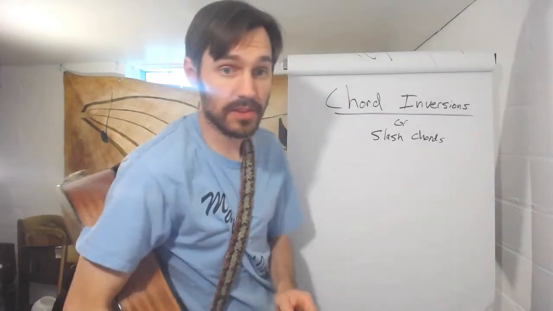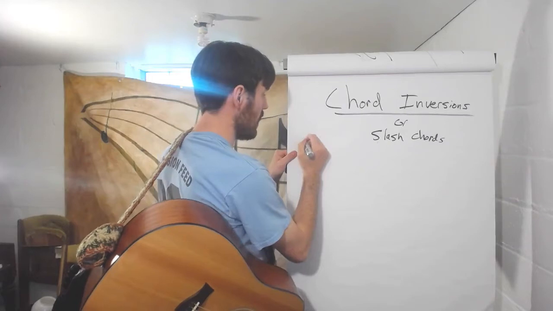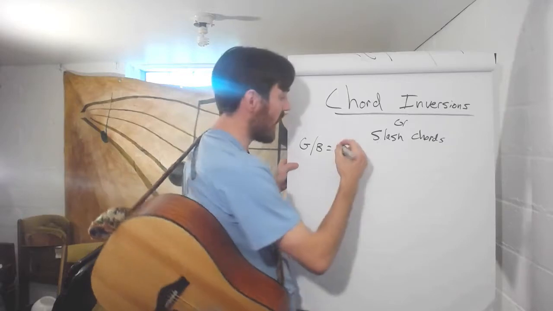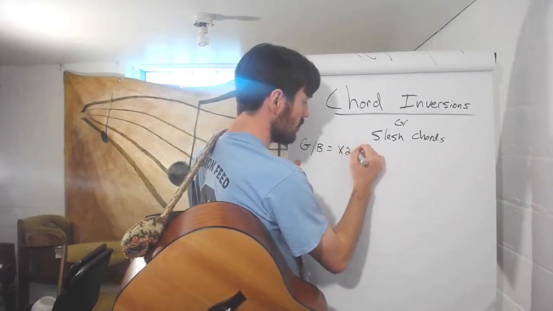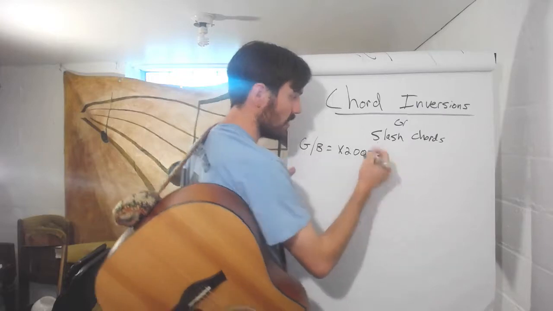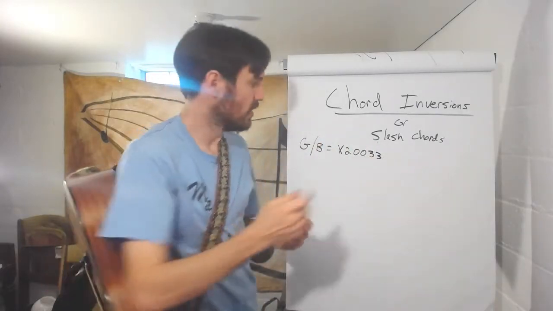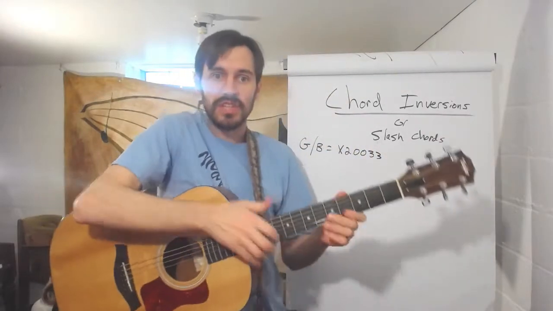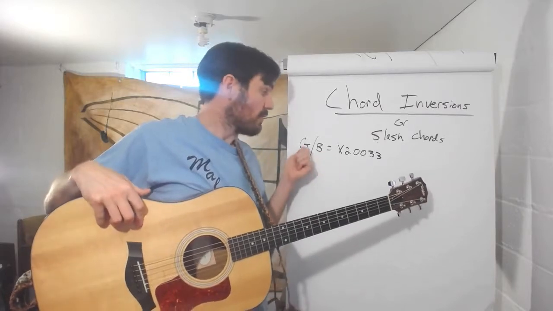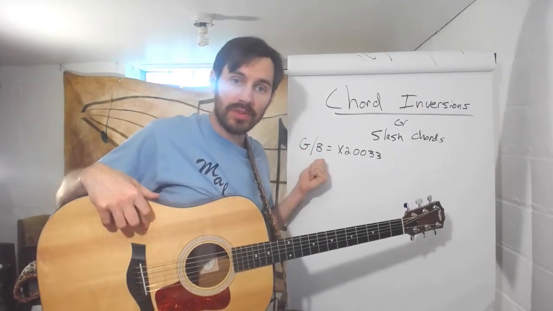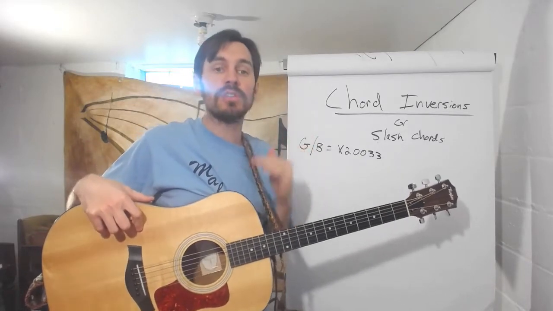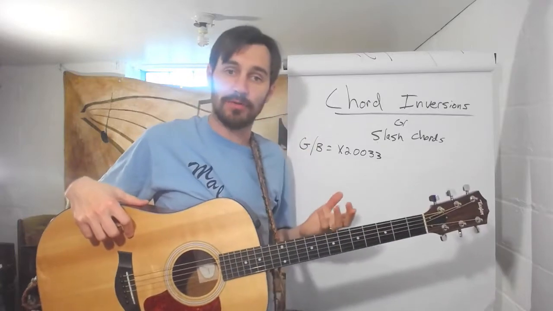But the one is G/B, okay? The G/B. And you might see this, and I'll write the actual tab for it. It'd be X20033. Okay, that's how you finger that chord. You can maybe do it here with a 0 as well on the B string. But so G/B, well, what does that mean? It means we have a G chord, but a B note is in the bass. And in this case, the B is the third. Okay? The third is in the bass. And we call this first inversion. Okay?